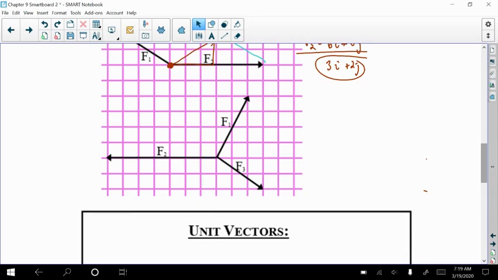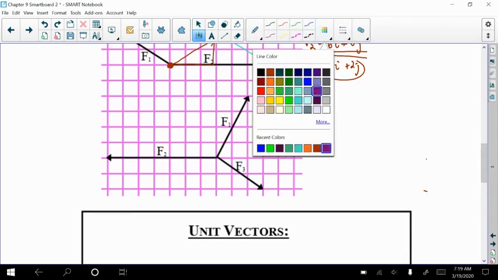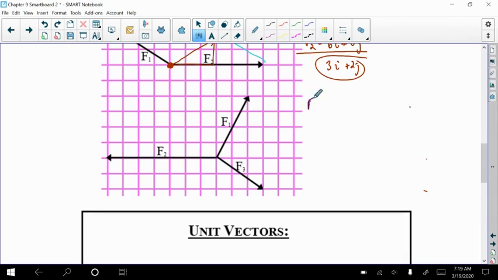You could add up the components, kind of see where it goes. So I might first represent this by looking at F1. F1 goes over 2 and up 1, 2, 3, 4. So 2i plus 4j. Vector 2, 1, 2, 3, 4, 5, 6, 7 is just negative 7i, no j's. And then our third force, our third vector, is represented 1, 2, 3, down 2.